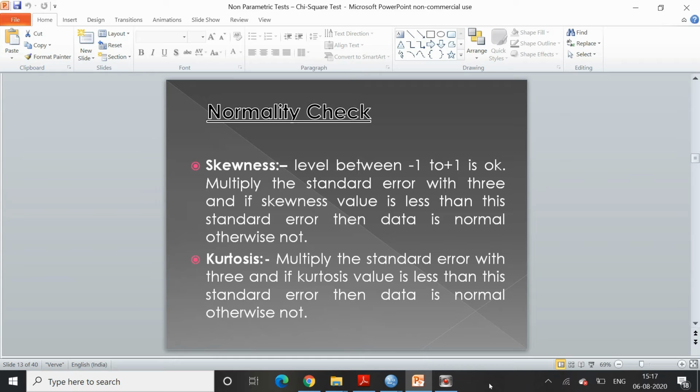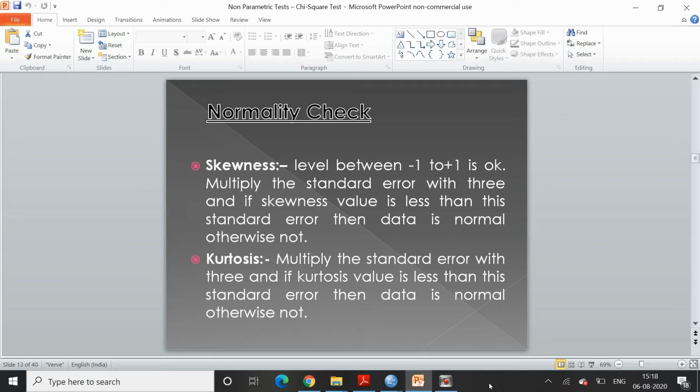How do we check the normality? There are various ways we can check it. One is the Kolmogorov-Smirnov test and the Shapiro-Wilk test. Then we can check it through the skewness and kurtosis values. The level of skewness and kurtosis should be near to 0. If its level lies between -1 to +1, we assume it is okay.